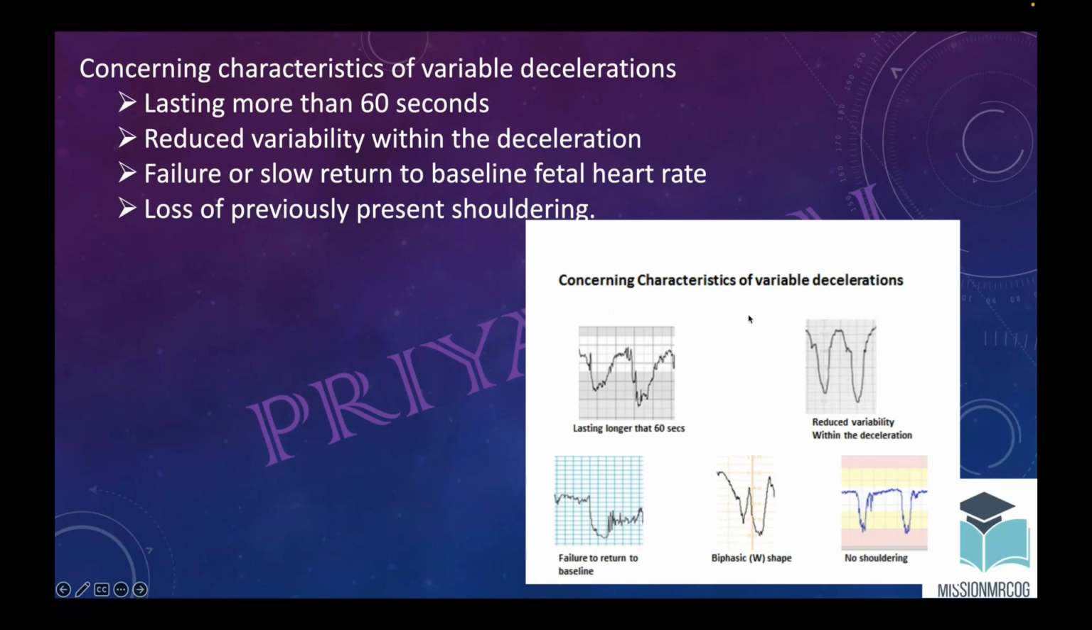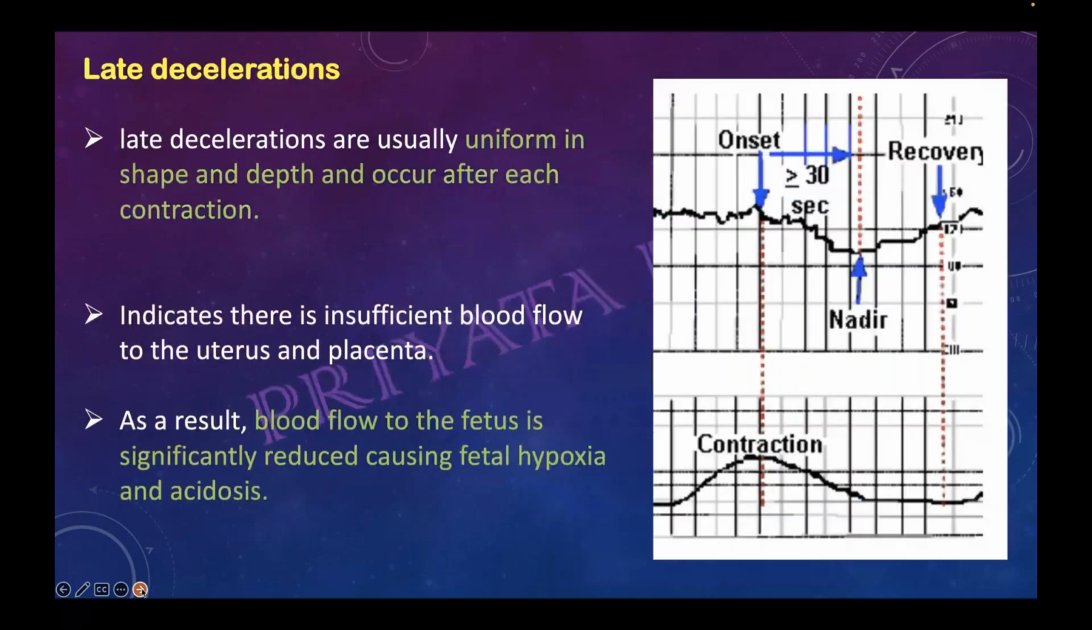Now, late deceleration. Late decelerations will be uniform in shape and size, and they will occur after every contraction. They will start usually at the peak of contraction, and they will come back to normal after the contraction has gone. So the contraction has gone here, and they will come back to normal here.